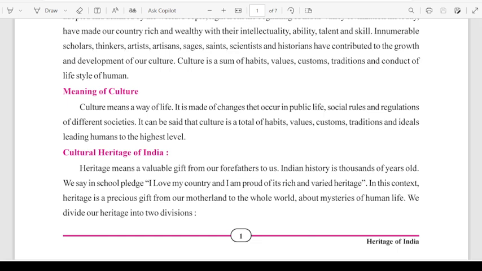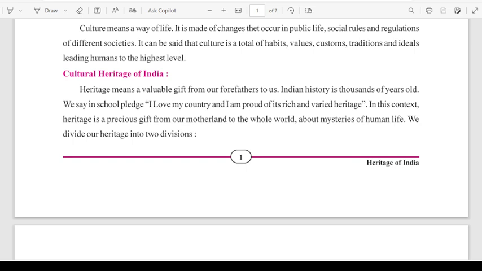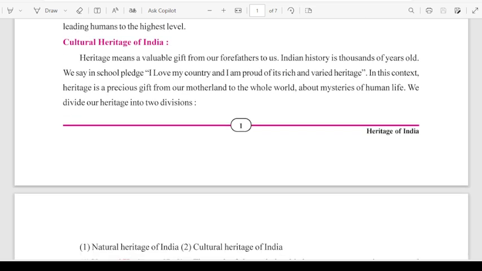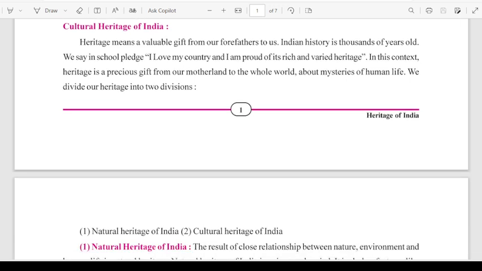Cultural heritage of India. Heritage means a valuable gift from our forefathers to us. Indian history is thousands of years old. We say in the school pledge, I love my country and I am proud of its rich and varied heritage. In this context, heritage is a precious gift from our motherland to the whole world about the mysteries of human life. We divide our heritage into two divisions: natural heritage of India and cultural heritage of India.